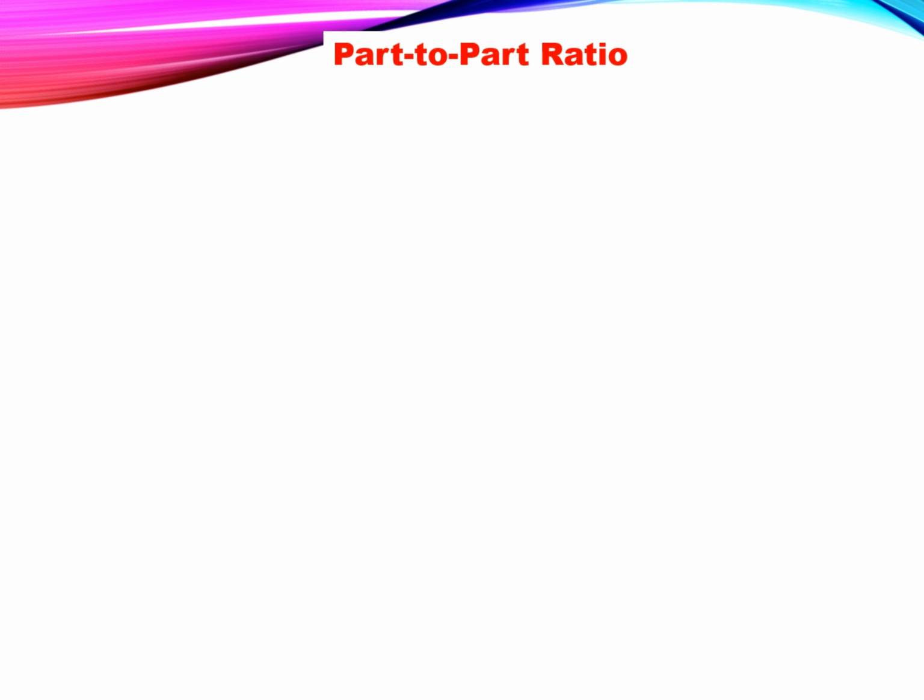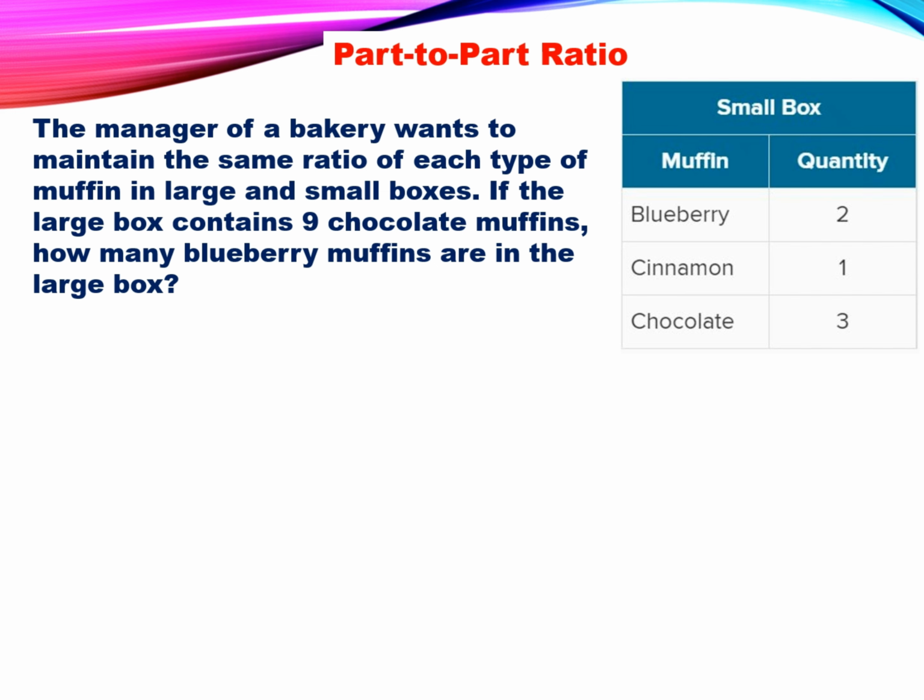We have what we call the part-to-part ratio. The part-to-part ratio is you comparing one part with another part. The manager of a bakery wants to maintain the same ratio of each type of muffin in large and small boxes. If the large box contains 9 chocolate muffins, how many blueberry muffins are in the large box?